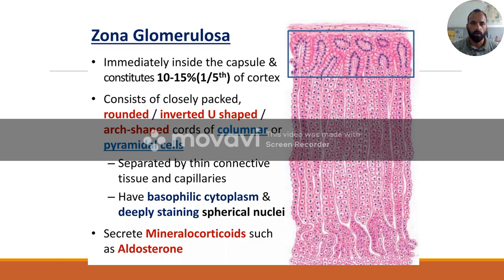Coming to the glomerulosa, the cells are arranged in the form of an inverted U or arc. In the horse and donkey, the cells in this layer are arranged in arcs, so the layer is known as zona arcuata. In the rest of the animals, it is known as glomerulosa. You can see here the cell layer is an inverted U, here also an inverted U. Inverted U-shaped cells are a special feature of this layer of the adrenal cortex.